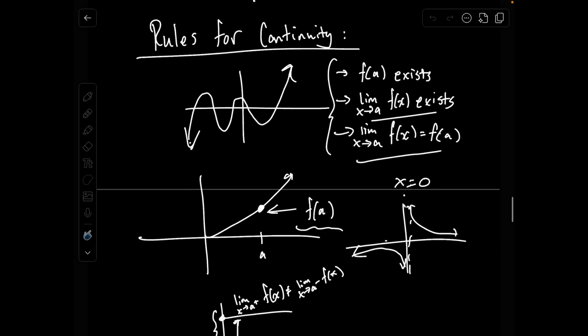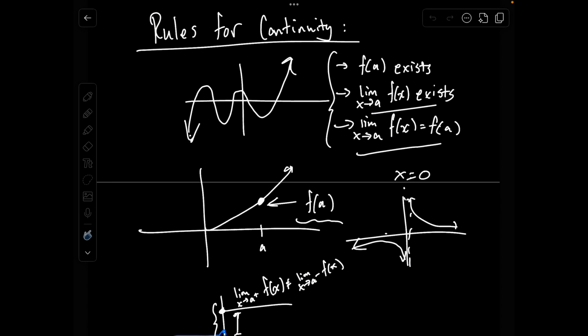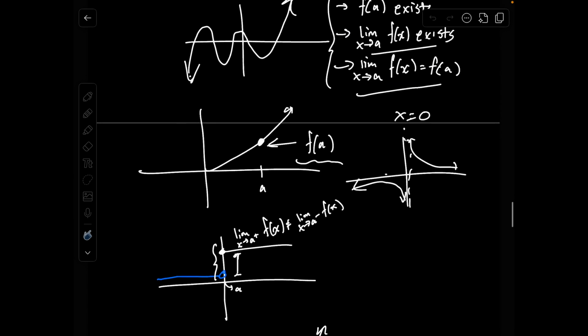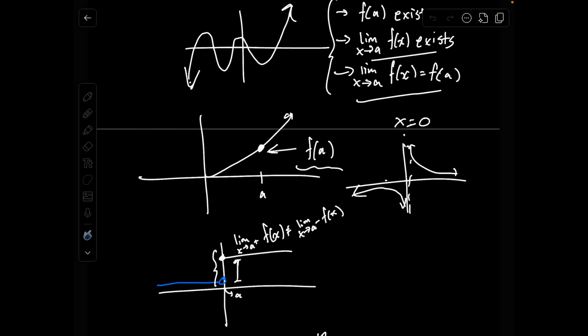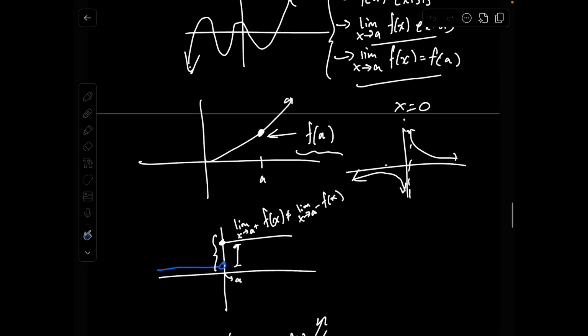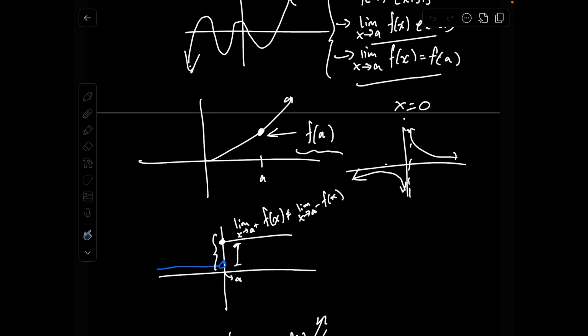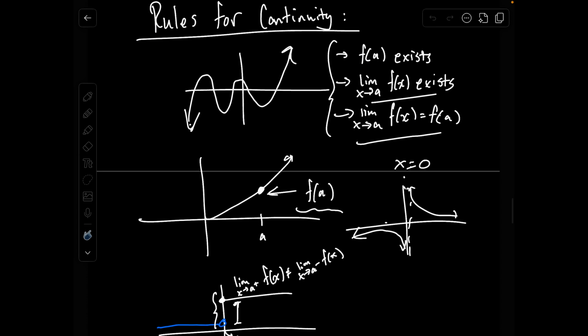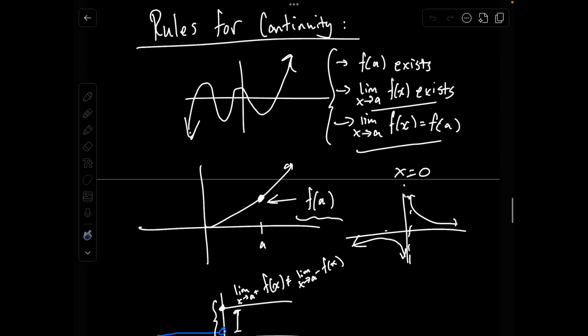Now for our last part, what are some rules for continuity? Alright, so the rules for continuity are that f of a exists, the limit as x approaches a of f of x exists, and the limit as x approaches a of f of x is equal to f of a. Let's look at this first part. Basically, we want to say that for any arbitrary point on the graph, the function at that point exists. So this eliminates any chances for asymptotes or discontinuities and things like that, right? Because we're saying every point on the graph must exist.